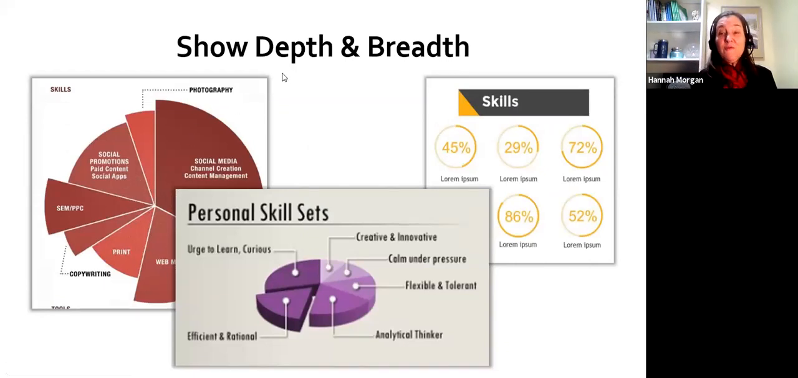There are so many different fun ways to show skills, and not just hard skills. These could be personal skills as well, the soft skills, or what are they? There's another word for them, essential skills, I think. And I like being able to show that because so often we get focused on the hard skills that we don't really talk about some of these other things that are equally valuable, like the urge to learn and the curiosity, the ability to be flexible and tolerant. We need that stuff today, and it's almost more important today than it was pre-pandemic. So there is one way to show the breadth.